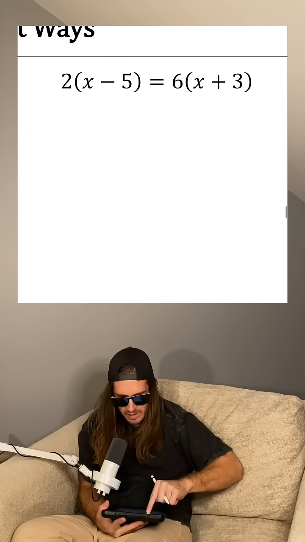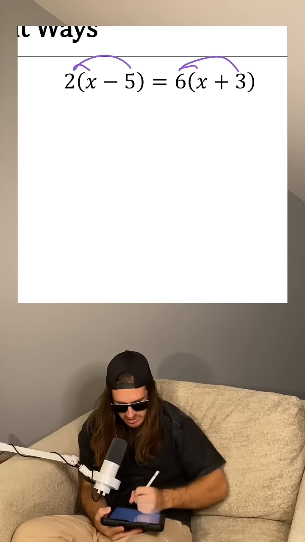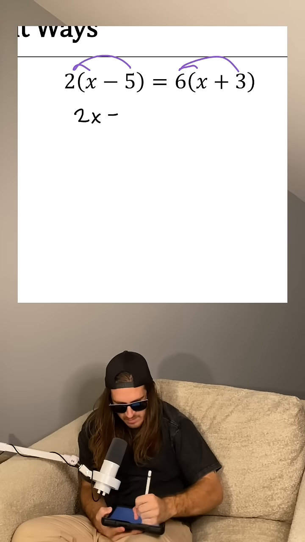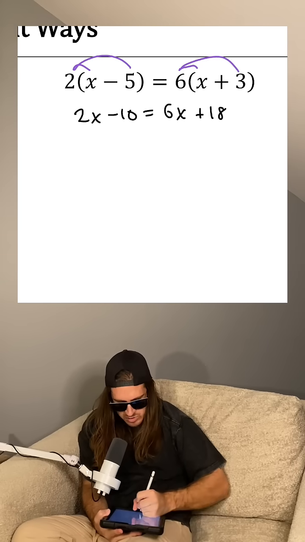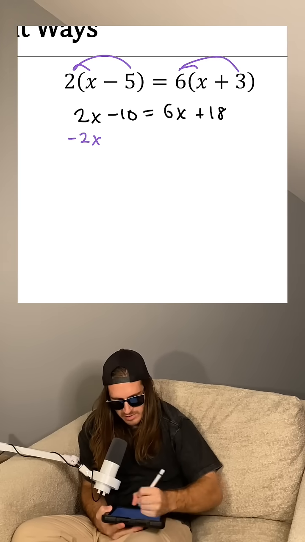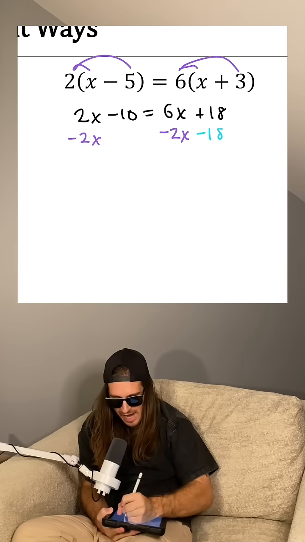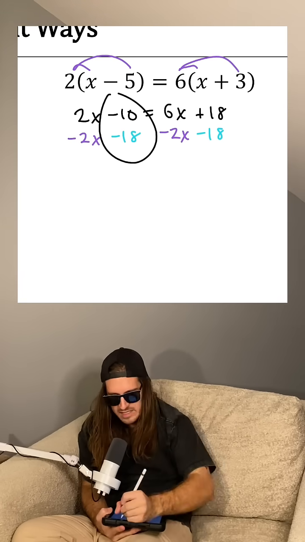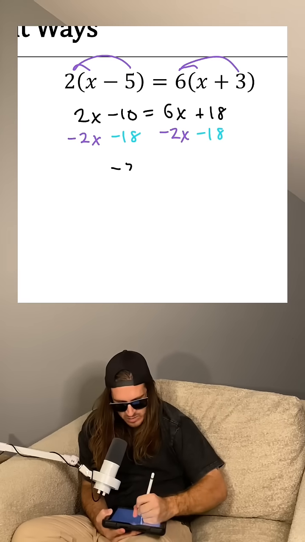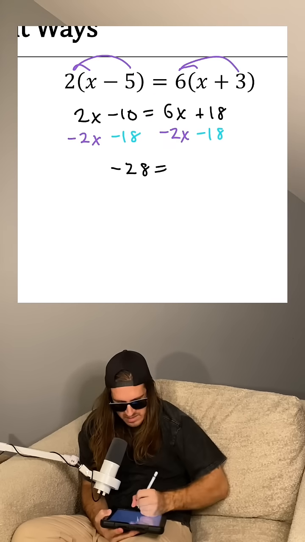I'm going to start by distributing in the same way we just did. So the first step here is going to be the same: 2x minus 10 equals 6x plus 18. But instead of subtracting 6x from both sides, I'm going to subtract 2x from both sides, which means I'm going to have to subtract 18 instead of adding 10. Negative 10 minus 18 is negative 28, and 6x minus 2x is 4x.